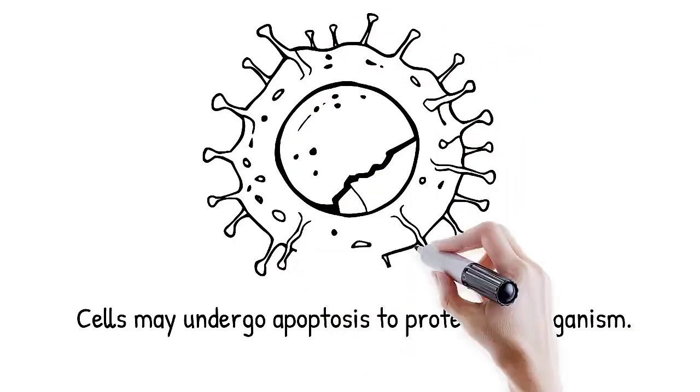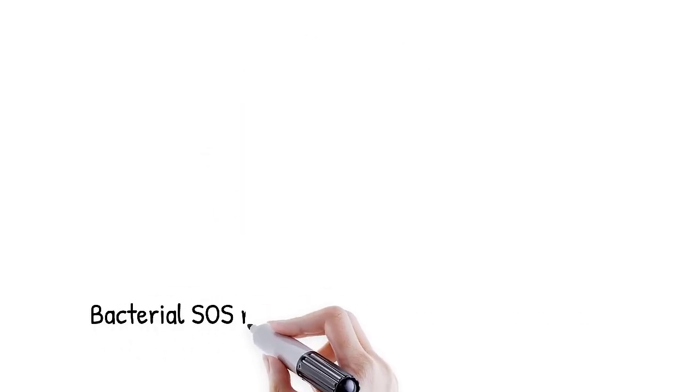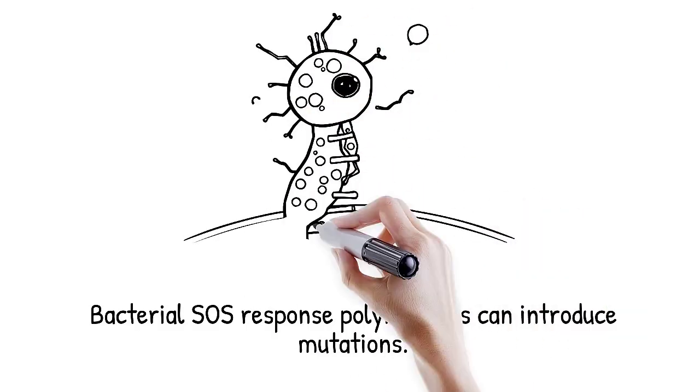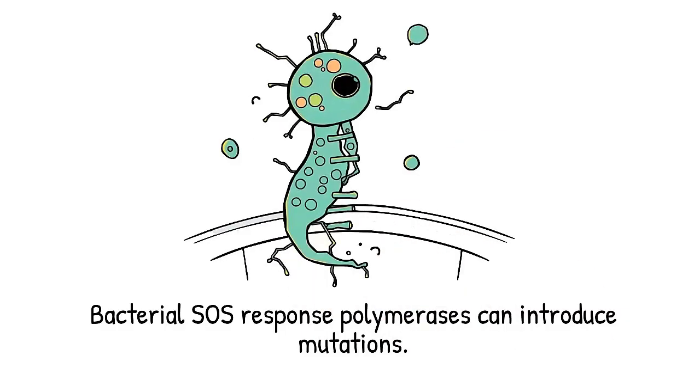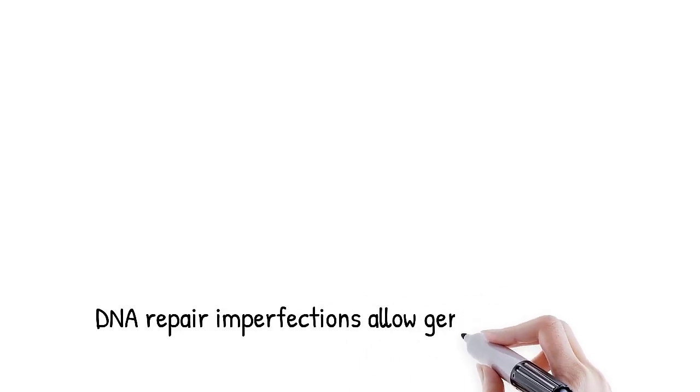Some cells trigger apoptosis when damage is irreparable, sacrificing themselves to protect the organism. These strategies balance the need for survival with the risk of mutagenesis, yet none fully resolve the paradox of determining the correct sequence without a template. In bacteria, SOS response polymerases bypass damage at the cost of introducing mutations. It is like patching holes in a bridge with temporary materials just to keep traffic moving.